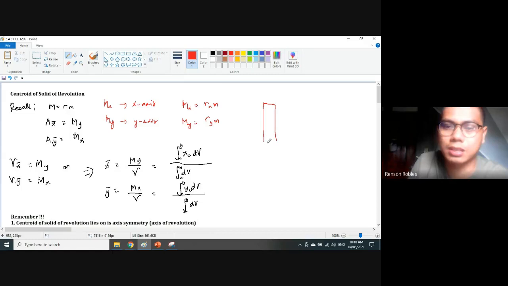And then when we talk about the centroid for the rectangular region, we locate the centroid to be the center of the rectangle. Say for example, this is your y-axis and this is the x-axis. So we define centroid to be this point, such that the distance from this point to the y-axis, you call it bar x, and the distance from this point to the x-axis, you call it bar y. So the centroid is denoted by bar x, bar y.